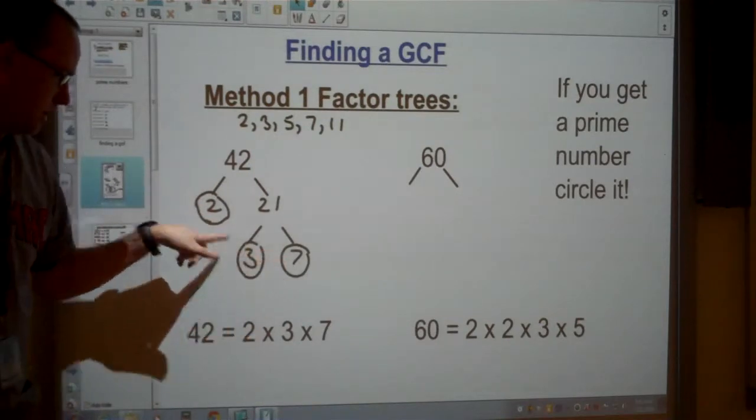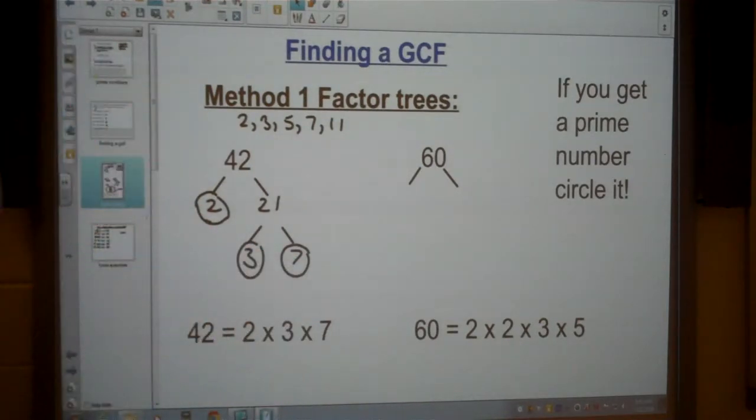And notice that if you times these 3 numbers together, you actually get the number that you start with, so you can check if you've done this correct.